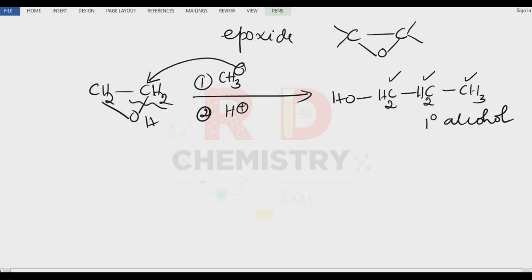Suppose there are other substituents. For example, there is a CH2, then a CH. Then write a CH3 instead of hydrogen.